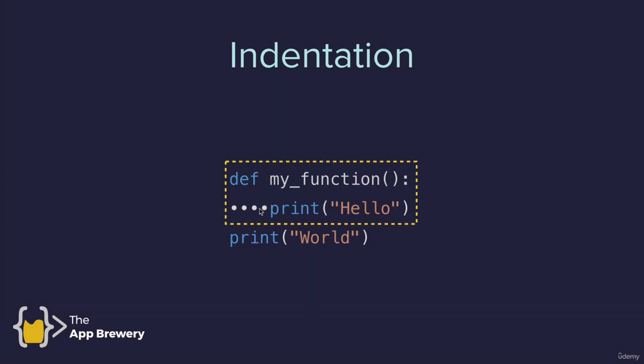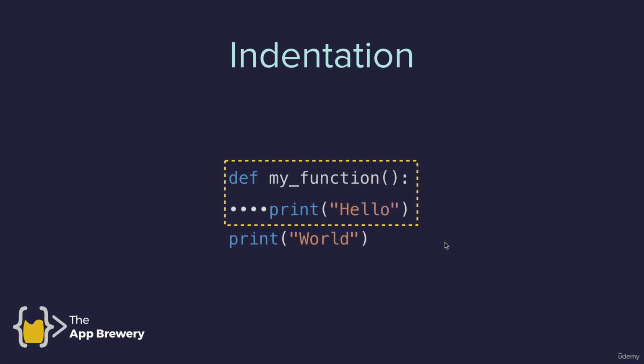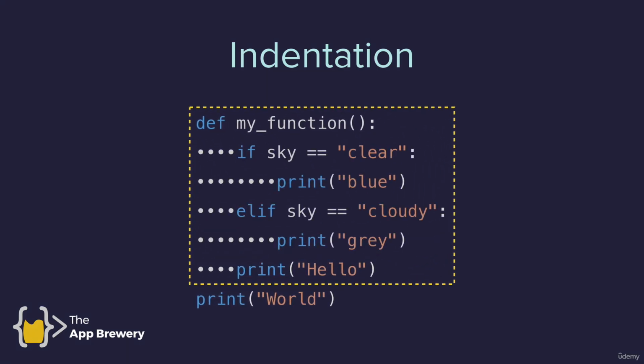So for example, if we were to expand our simple my function and add a whole bunch of code into it, then we would have to indent all of those lines of code by 4 spaces, represented by the 4 dots here. Now, if we wanted to have another block of code inside this if statement, then this line has to be indented a further 4 spaces.